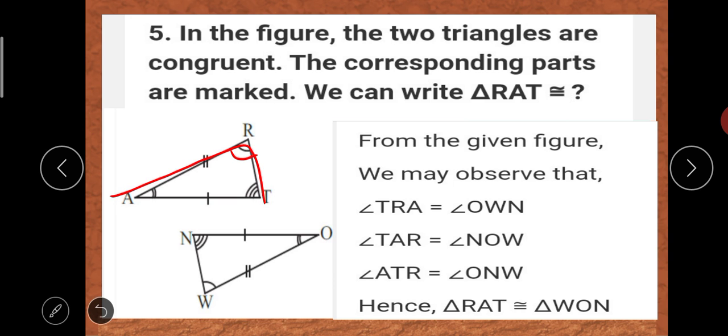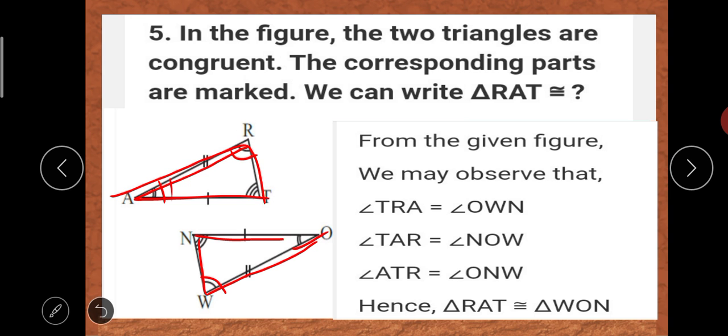Here the angle formed is equal to OWN. Now here the arc is shown that they are equal. Now second, TAR is congruent to NOW. Okay, this is TAR. It's shown by 2 marks. TAR is congruent to NOW.